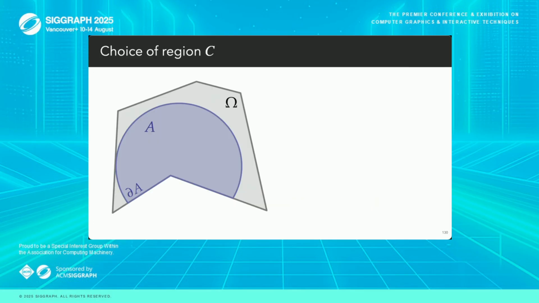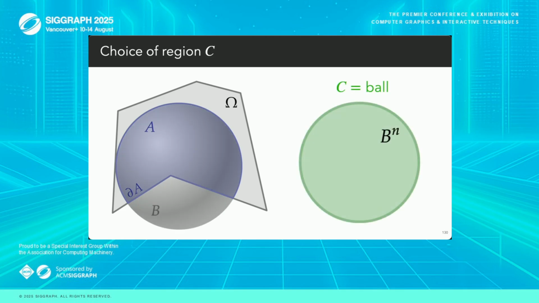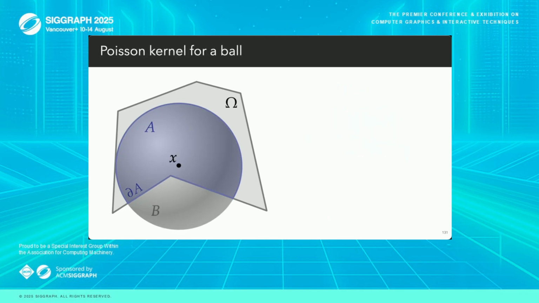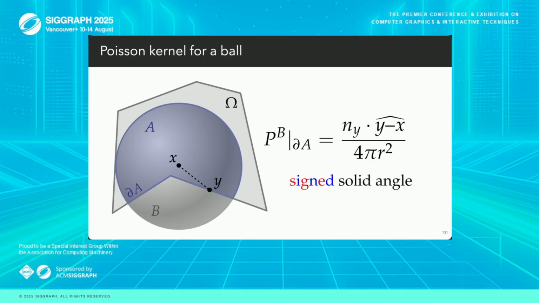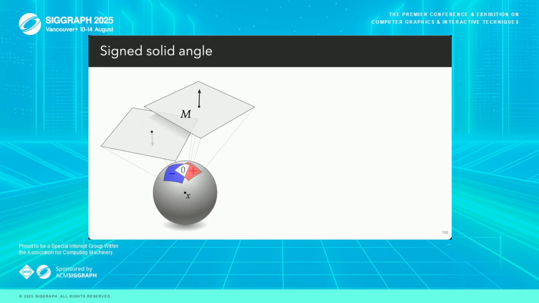So in particular, we can first choose C to be a ball, which is essentially a Poisson kernel that we'll know. And if we're standing at the center of that ball at a point x, then the Poisson kernel evaluated at a point y is the familiar signed solid angle. And so here we have n as the normal to the boundary at y, dotted with the direction towards y, times 1 over the squared distance from x to y. And intuitively, this signed solid angle is just the size of the shadow cast by the boundary on a unit sphere around the point x, which takes into account the relative orientation of the boundary and the sphere.